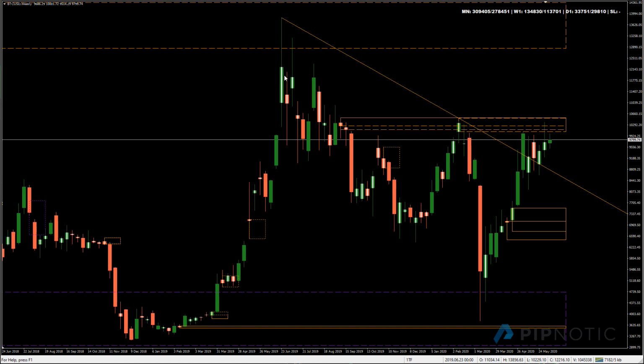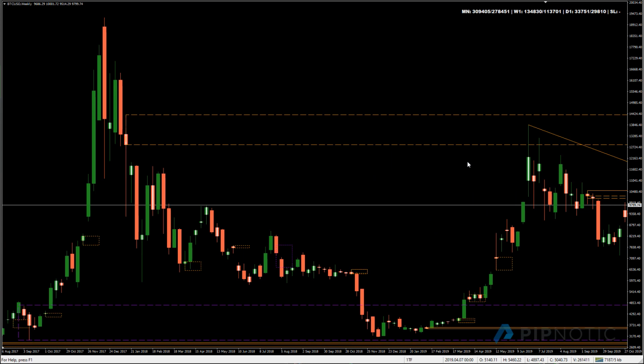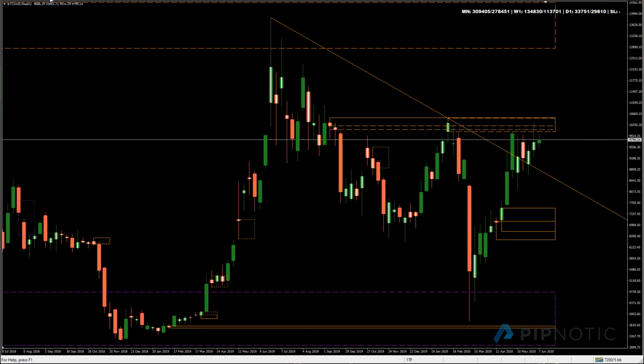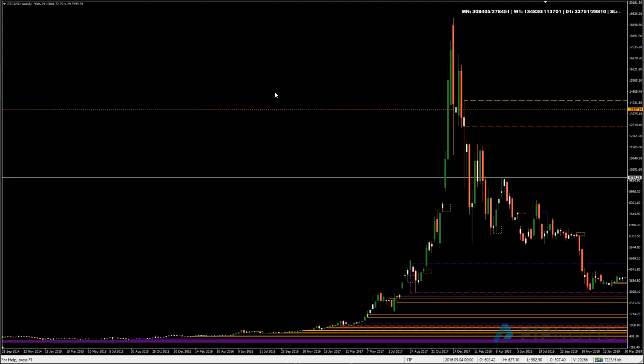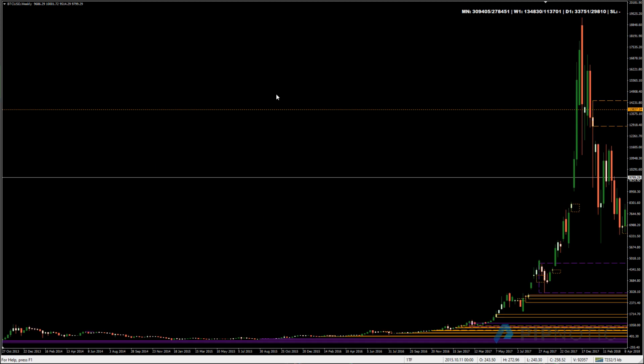So let's go to the weekly and have a look. And if you have a look here, this is a real mess, isn't it? If you look at this, we have the sell zone. We already have the area of supply. This is it. So the sell zone is actually high. It's pretty high. And if you get through that, then you have to look higher yet. We have to look a lot higher.